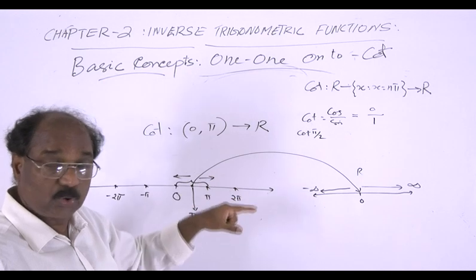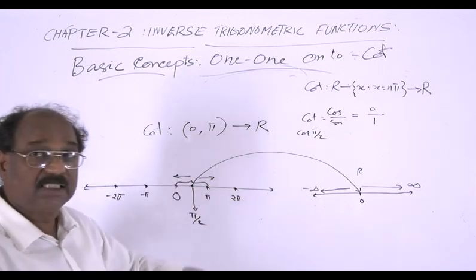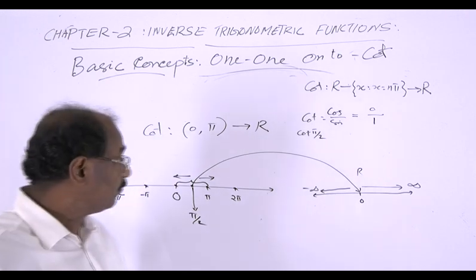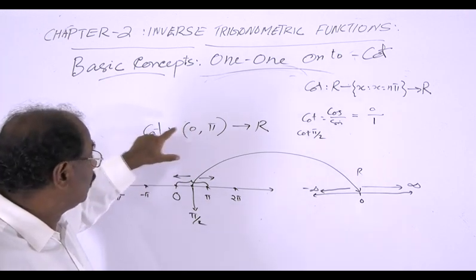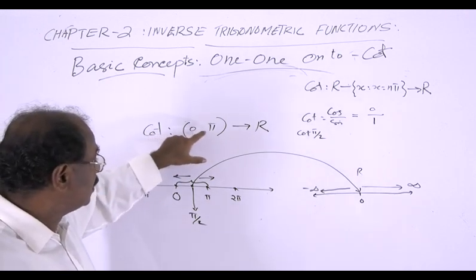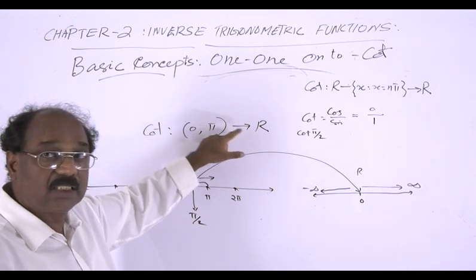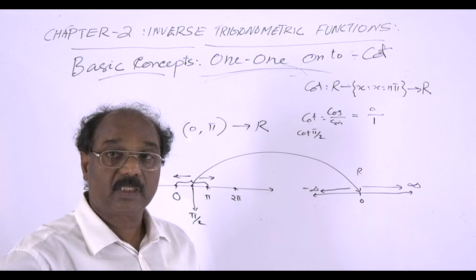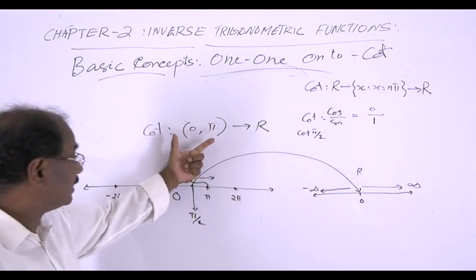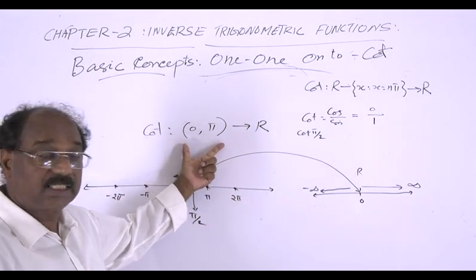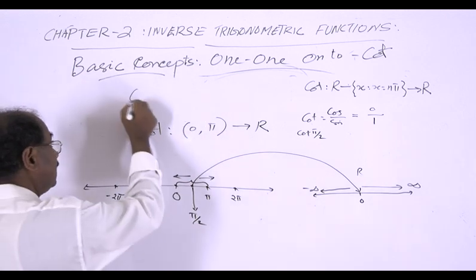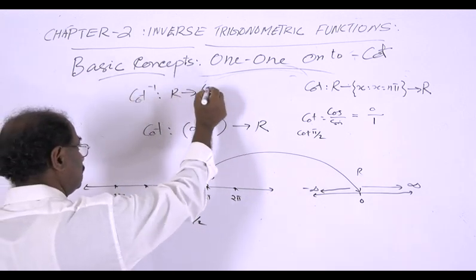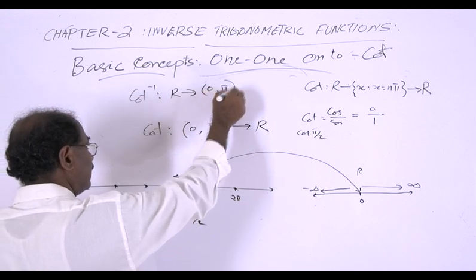We can also verify that this is one-one. And therefore the cot function defined from (0, π) into R is one-one and onto. Hence in this interval we can have its inverse. So the inverse is cot inverse from R into the open interval (0, π).